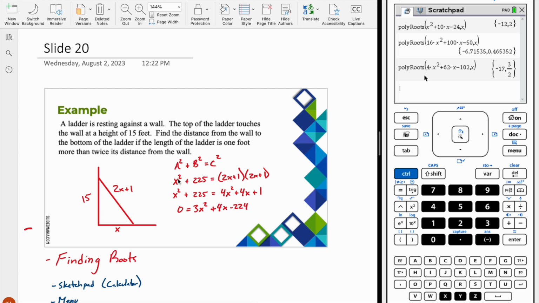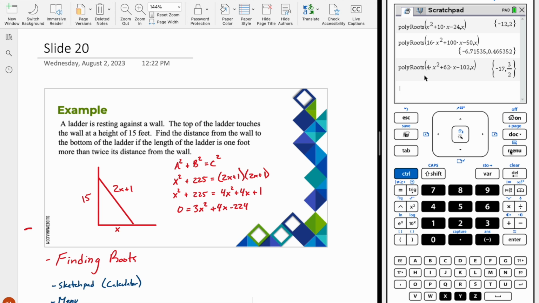We go ahead, a squared would be x squared, 15 squared would be 225, and c squared would be 2x plus 1 being squared. We would end up with 4x squared plus 4x plus 1. We go ahead and move over all of our terms onto one side and get it set equal to 0.